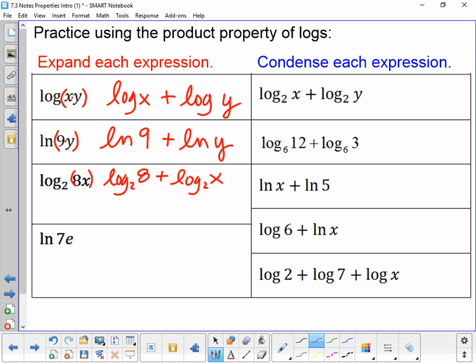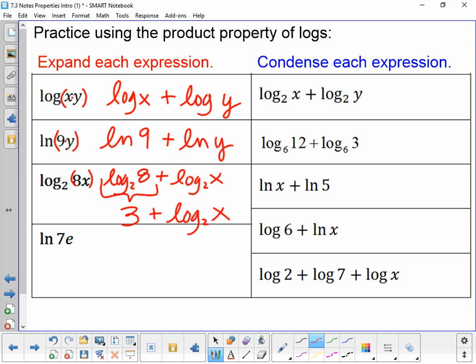And in fact, the log base 2 of 8, we can simplify it a little bit more. Remember, logs are asking you about what power you would use. Log base 2 of 8 is equal to the power of 2 that would give us a result of 8, so that is actually equal to 3. So this is 3 plus log base 2 of x.